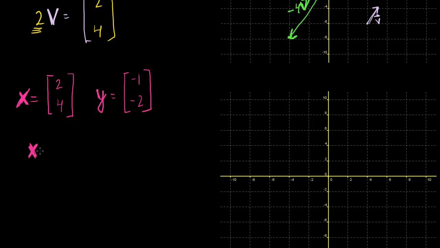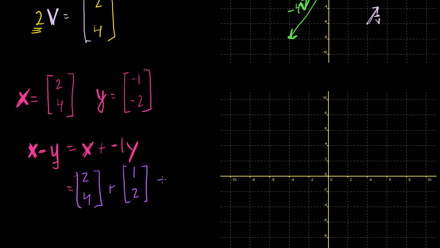x minus y. Well, we can say that this is the same thing as x plus -1 times our vector y. Now we can use our definitions. We know how to multiply by a scalar, so this is equal to our x vector, 2, 4. And then what's -1 times y? So -1 times -1 is 1, and then -1 times -2 is 2.